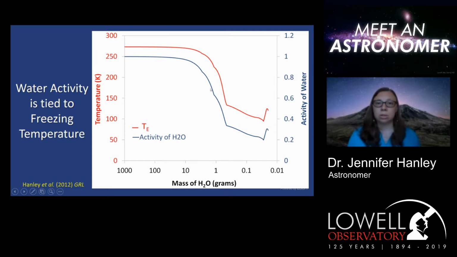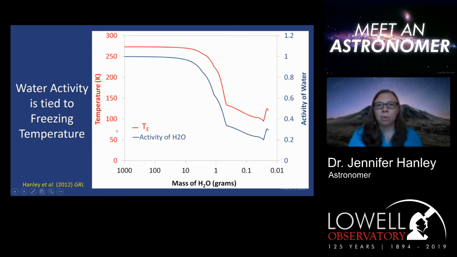Now, as we start to decrease the activity, we start to decrease the freezing point. You can see that if we get down to this 0.2 activity of water, we come across, and that's almost 100 Kelvin. That is a significant depression from 273 down to 100 Kelvin.